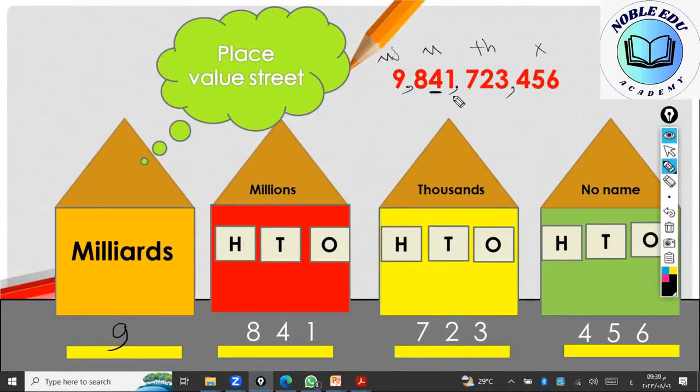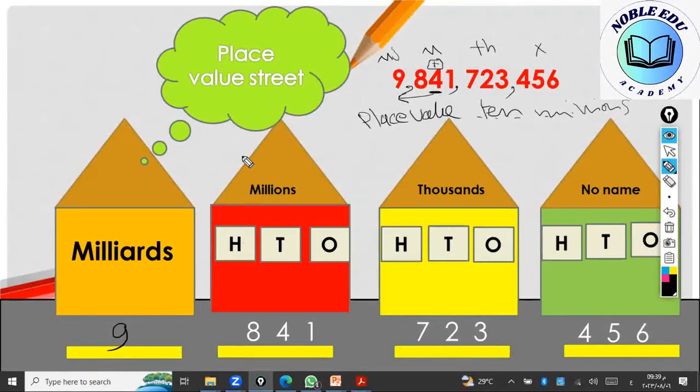And now look at the house millions. I have number 4. What about the room of 4? First here is tens. Then what? Ten millions. So now the place value of 4 is ten millions.